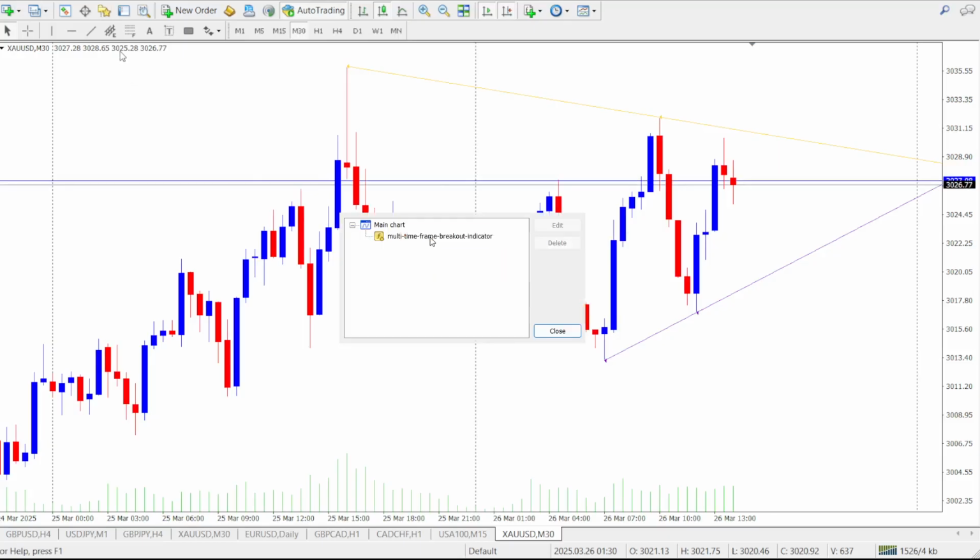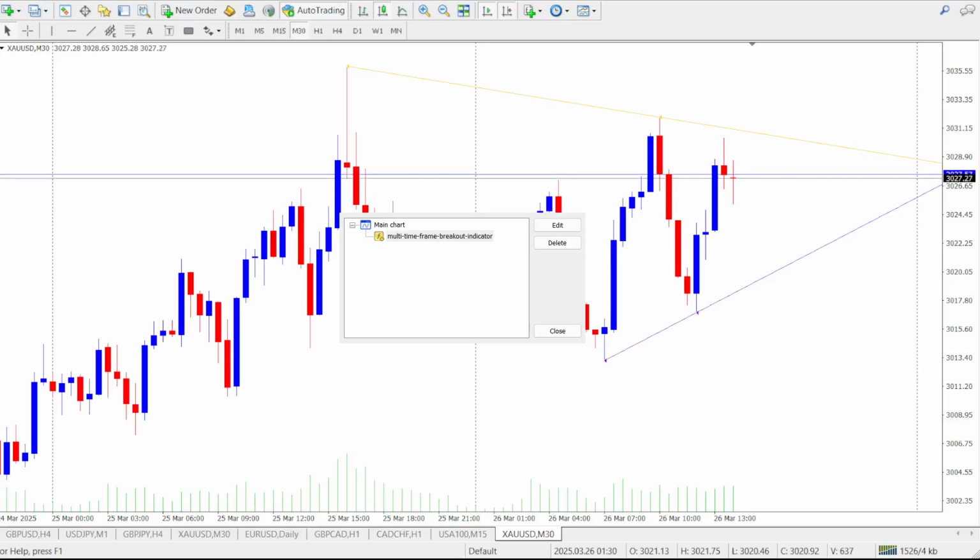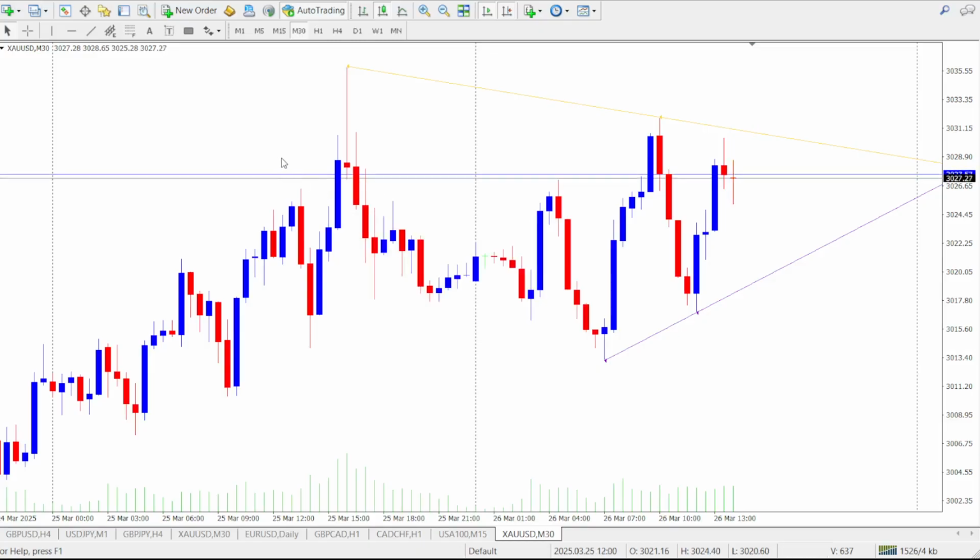Now let's quickly look at the inputs. Just ensure that pop-up alerts are enabled. Basically make sure that alert options are enabled.